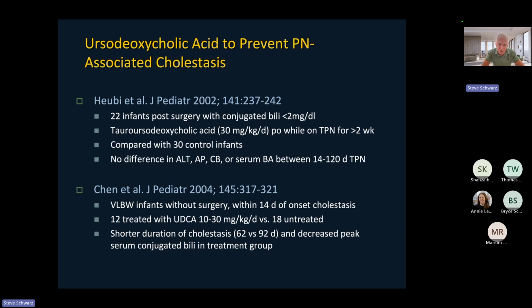And here's an example of why I'm saying that. This is a study done by Jim Hybe in General Pediatrics. These were 22 infants post-surgery with conjugated bilirubin levels less than 2. They were given tauro-ursodeoxycholic acid while on TPN for more than 2 weeks. Compared with 30 controls, there was no difference. In another study published by Chen, these are VLBW infants without surgery within 14 days of onset of cholestasis. 12 were treated with UDCA, 18 weren't. There was a shorter duration of cholestasis and decreased peak serum conjugated bilirubin in the treatment group. So again, there are conflicting studies. It's a safe thing to give. I'm not saying to give it or not to give it, but depending upon what institution you're at, that'll determine how much it's used in this clinical situation.